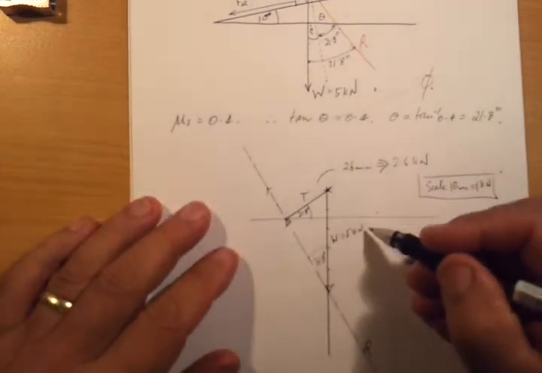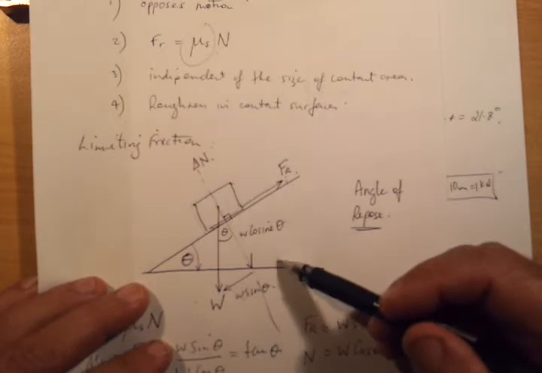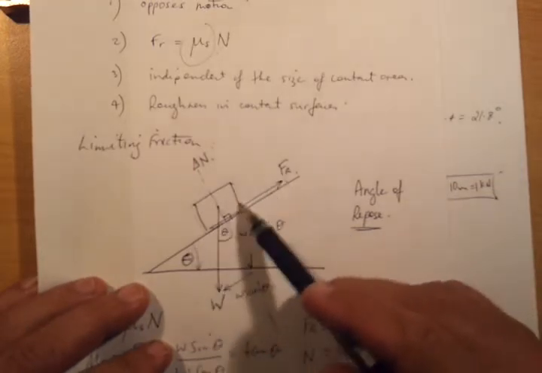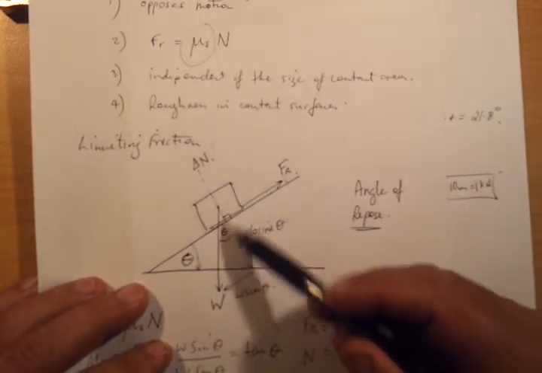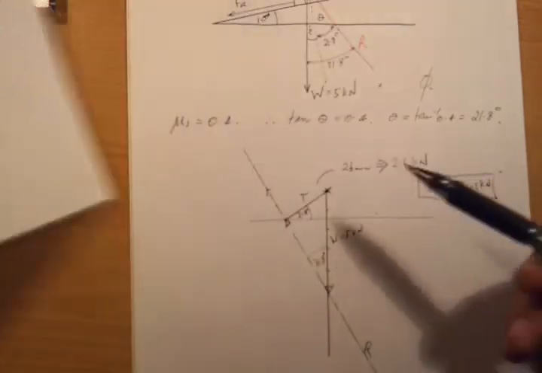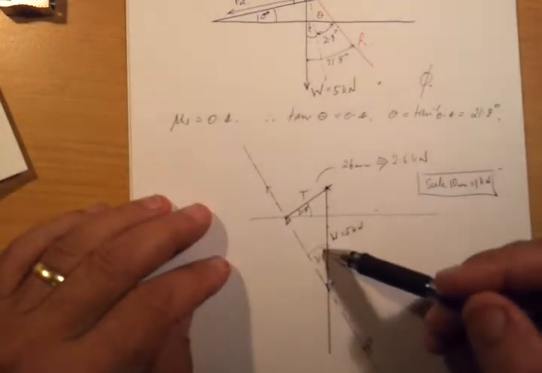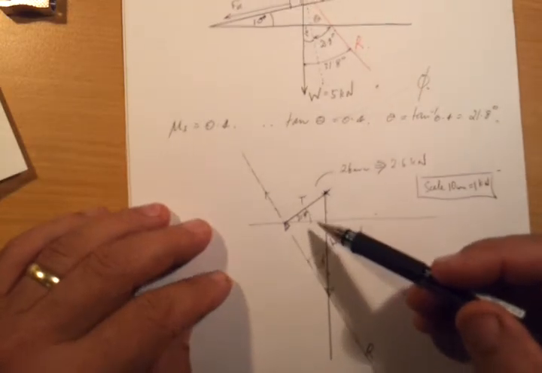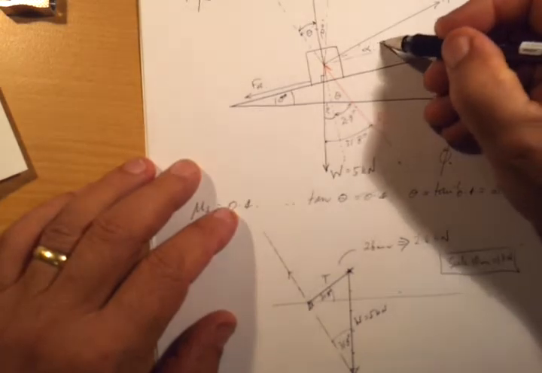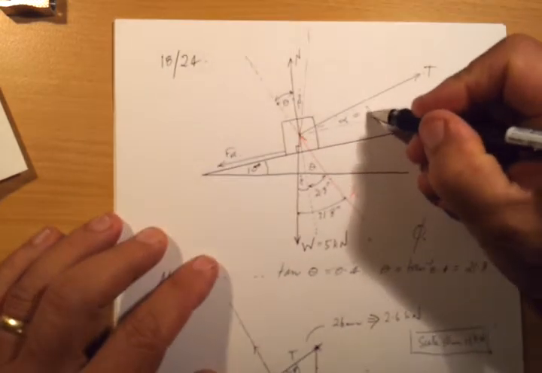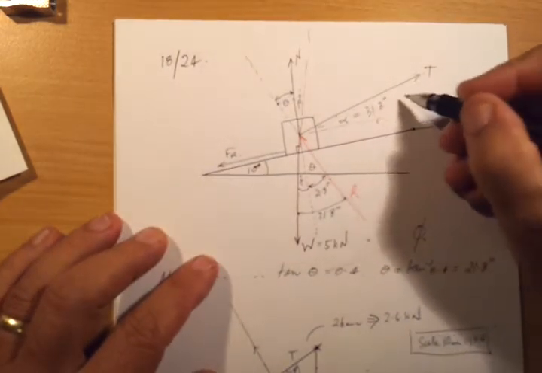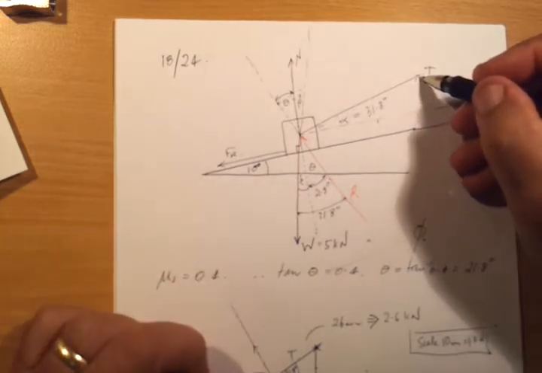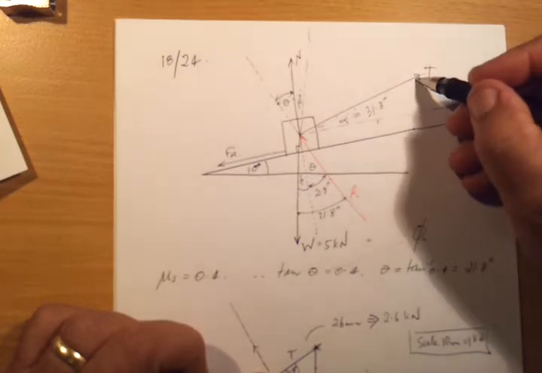Now remember here we spoke about an angle of repose. That's the angle at which any object starts to move if you lift the plane up and use the object's own weight force. Well, here's that angle of repose. There it is there. It's 31.8 degrees. So it's fair to say that when alpha equals 31.8 degrees, tension is at a minimum and the object is just about to slide.